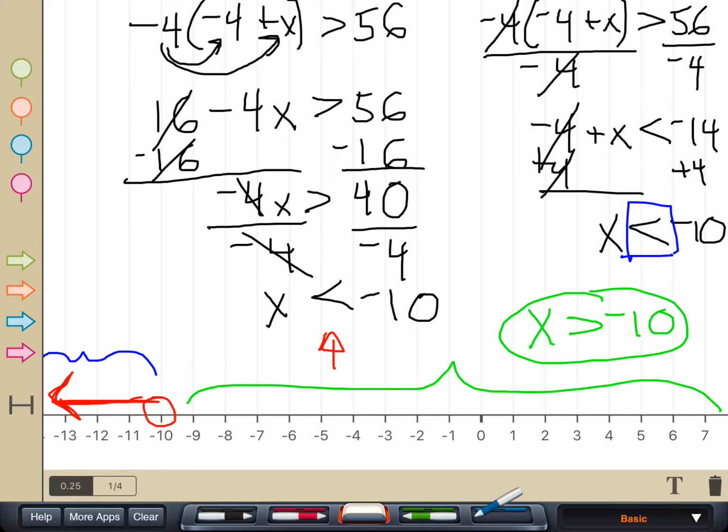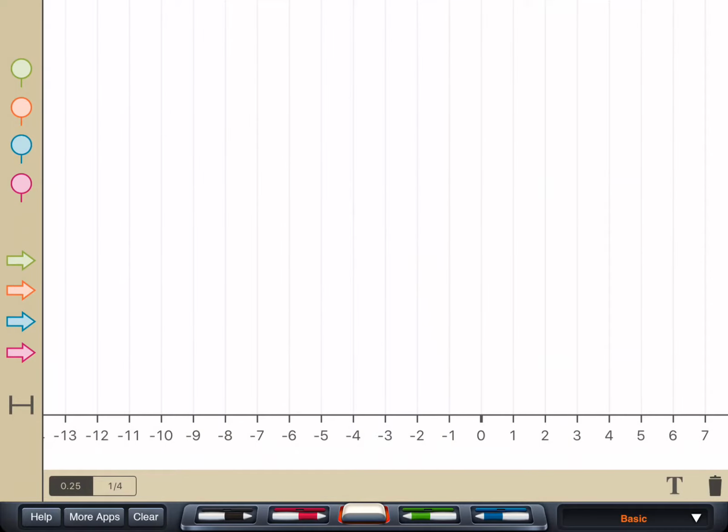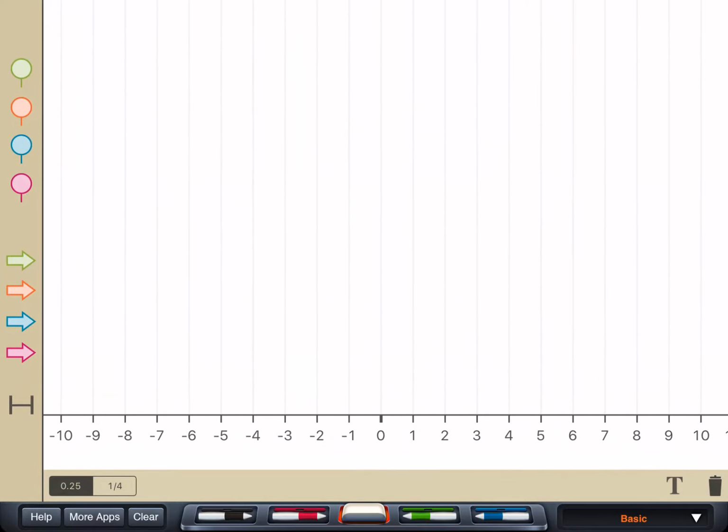So let's try it with -11. If I put a -11 here with the x, let's just think this through. -11 plus -4 is -15. -15 times -4 is positive 60, and positive 60 is greater than 56. So these numbers make the inequality true. So maybe we can try another one just to make sure that we know what we're doing.